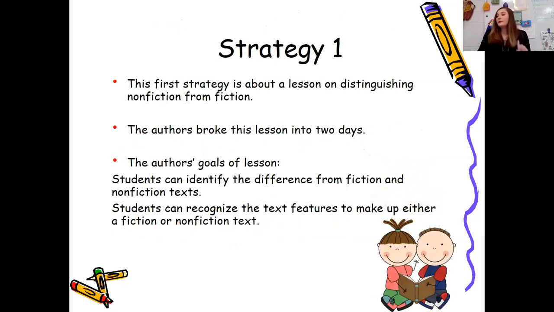Okay. And although I'm on strategy 1 on this PowerPoint, I thought it would be cool to show you something that the authors came up with, and it's a little picture, and I'm going to show you it. And it has a quote by both the authors, and it says, "We teach kids to think so they can acquire and use knowledge. We turn information into knowledge by thinking about it."